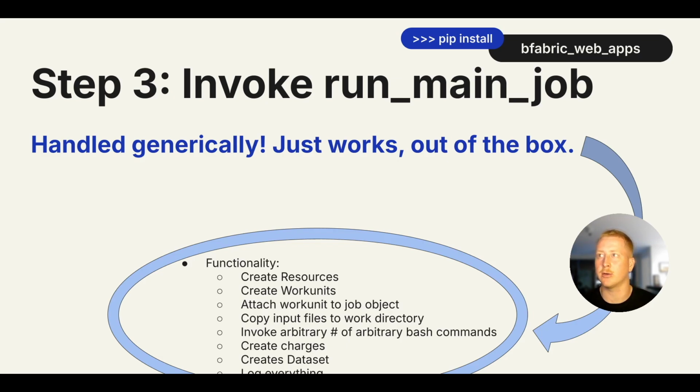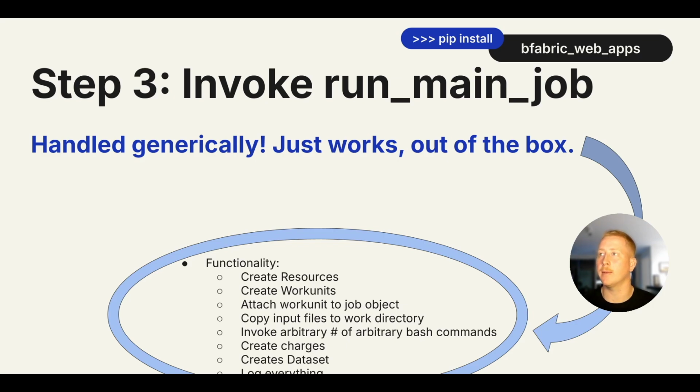So it automatically creates and links the resources to the work units. It automatically logs everything to the job object. It attaches the work unit to the job object. So this data is integrated. It copies input files to a working directory. So if there are sample sheets or config files that you need in order to invoke the underlying app, then this is copied over. You just pass it as an argument to the function.